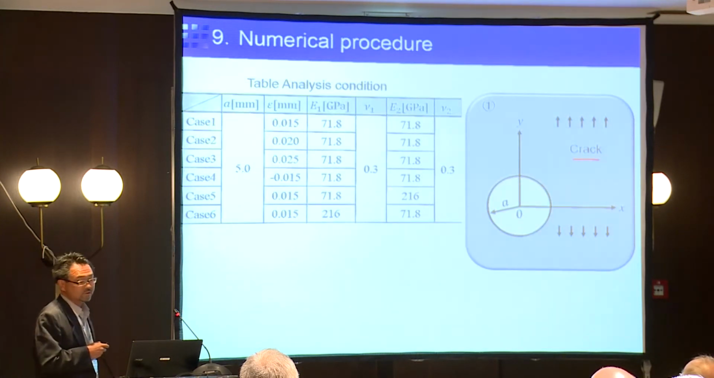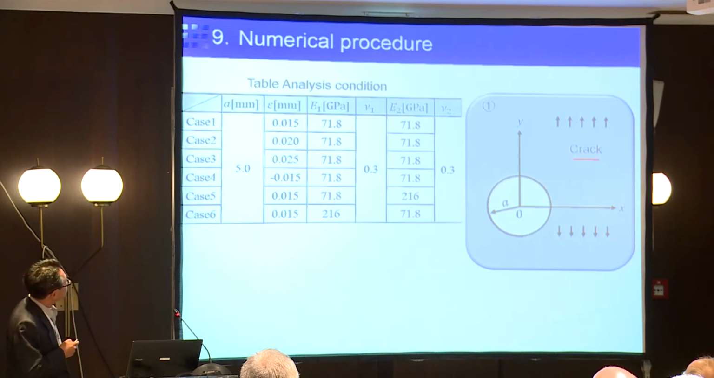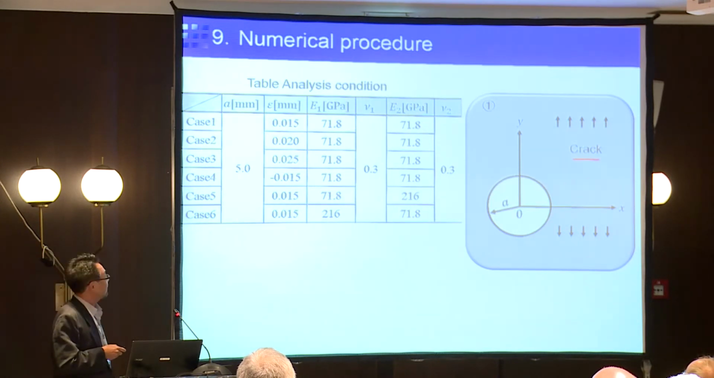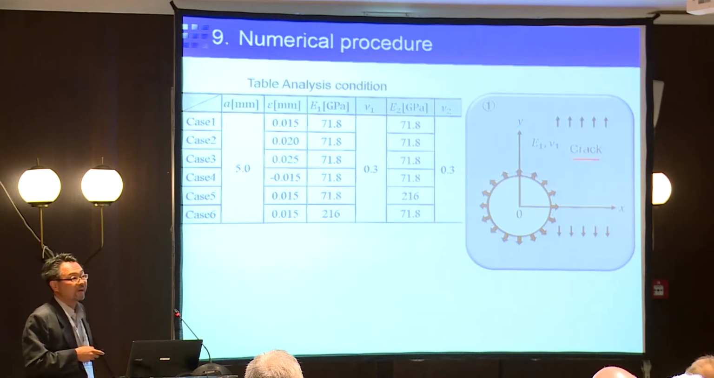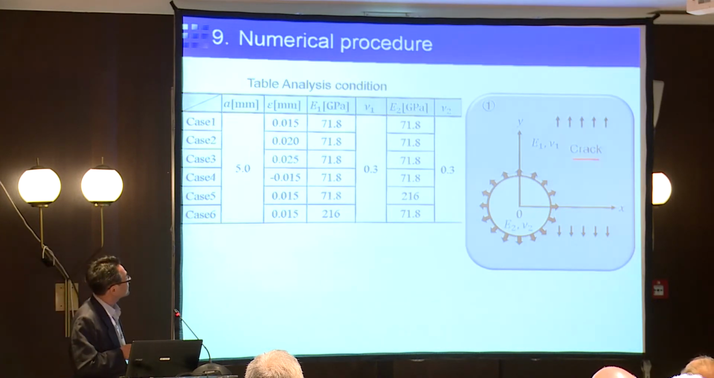This is the analysis condition here. In this case, epsilon was changed from the plus value to the minus value under the combination of Young's modulus here. E1 indicates the elastic media, and E2 is the Young's modulus of the circular inclusion here. The crack is located here. This media is subject to the tensile load here. The tensile load was assumed to be 100 megapascal in this case.